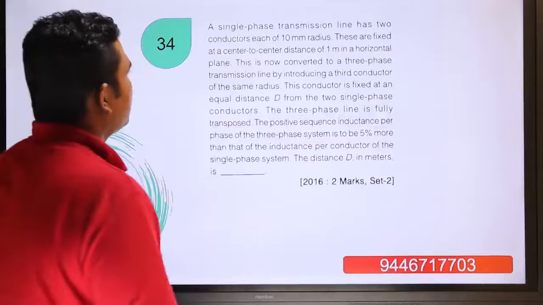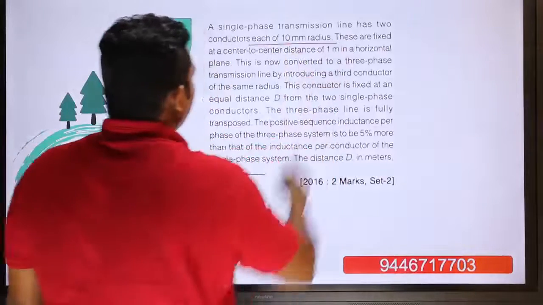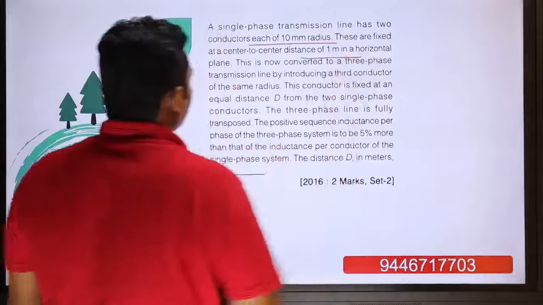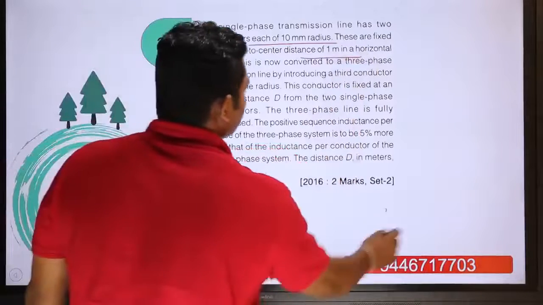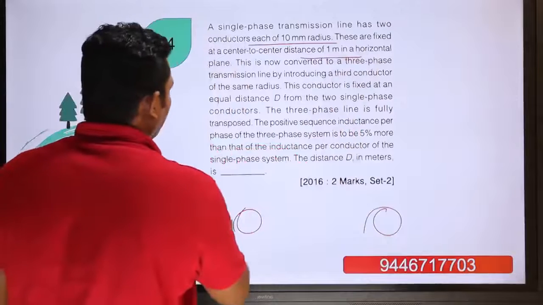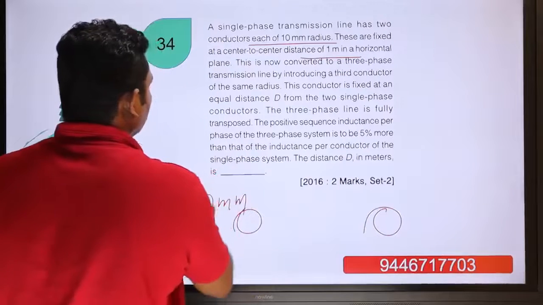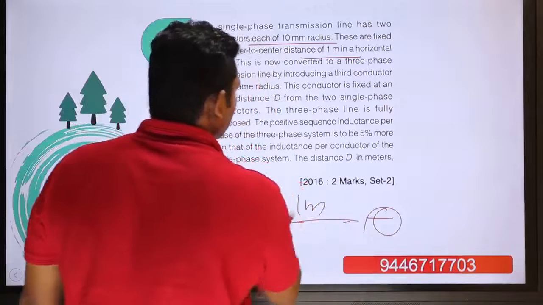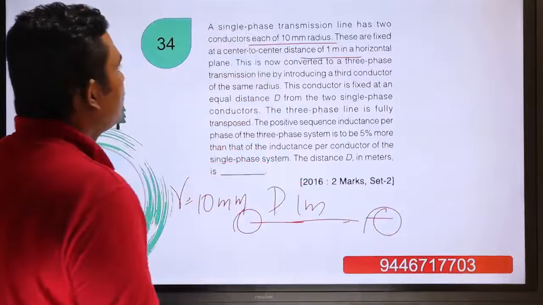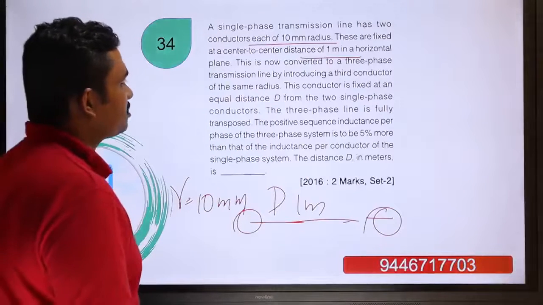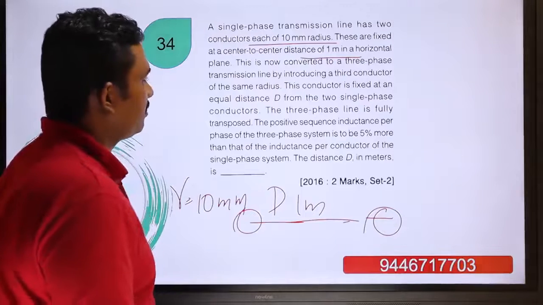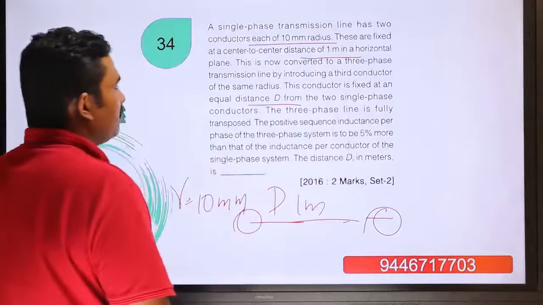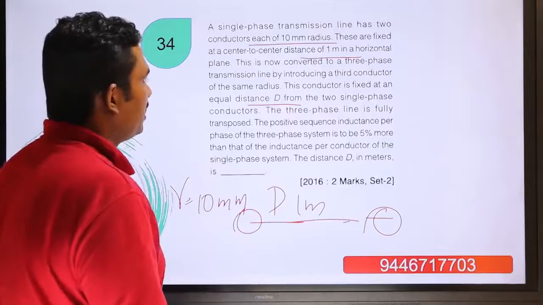A single phase transmission line has 2 conductors, each of 10 mm radius. These are fixed at a center to center distance of 1 meter in a horizontal plane, which is equal to capital D. This is now converted to a 3-phase transmission line by introducing a third conductor of the same radius. This conductor is fixed at an equal distance d from the 2 single phase conductors. So the 3-phase line is fully transposed.